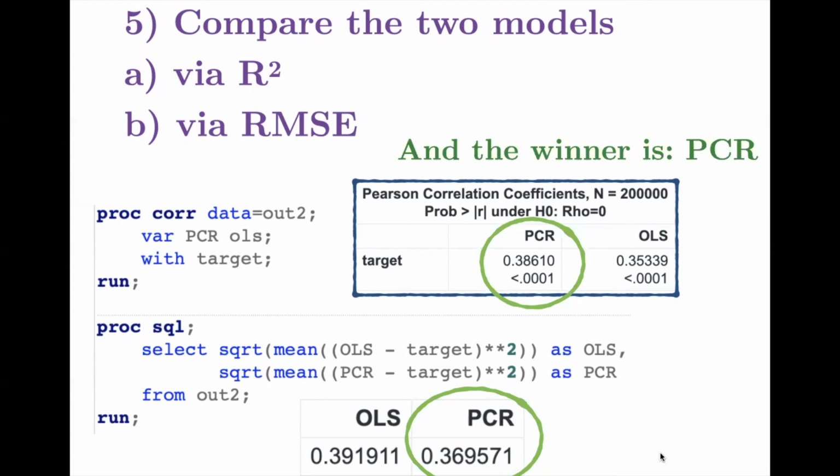And that's pretty cool. It's only got 15 variables versus 120 in OLS.